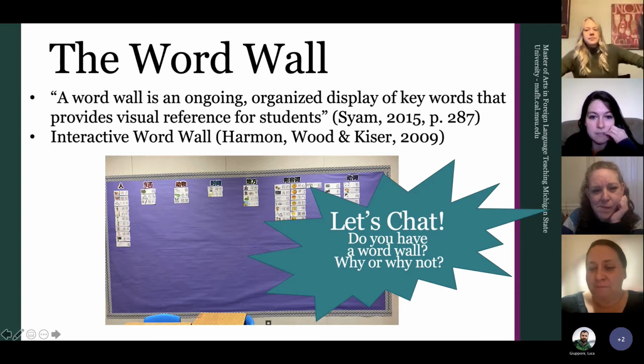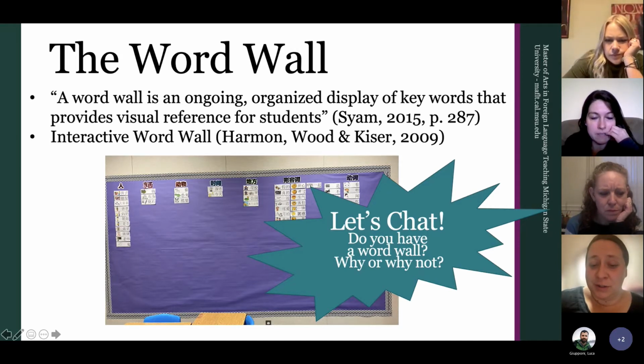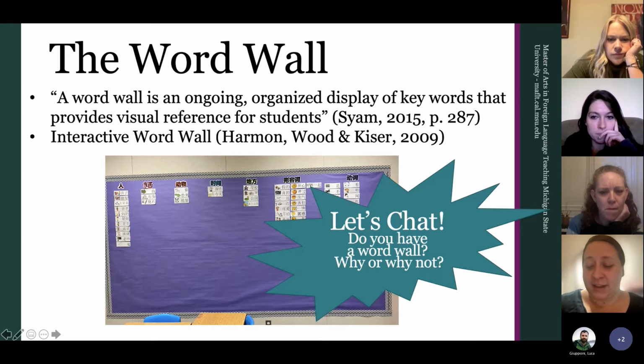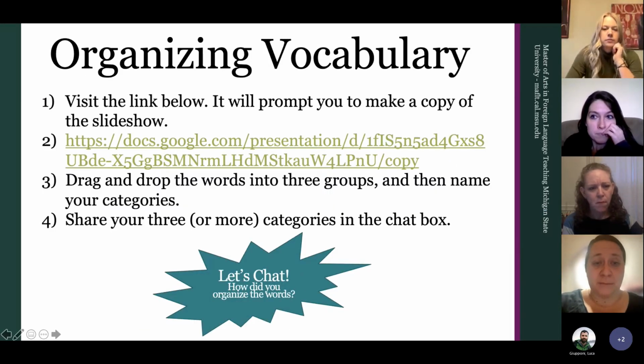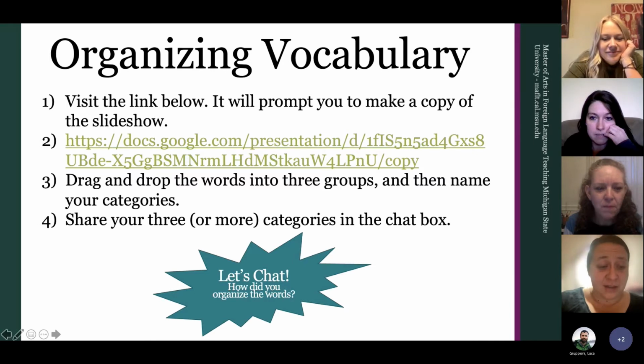All right. So what I've found is that there's lots of different ways to organize your word wall, and I think some are more effective than others depending on what your course objectives are. So we're going to do a little quick activity, and I'm hoping this works. Oh, and I'm going to need the chat to share this link.